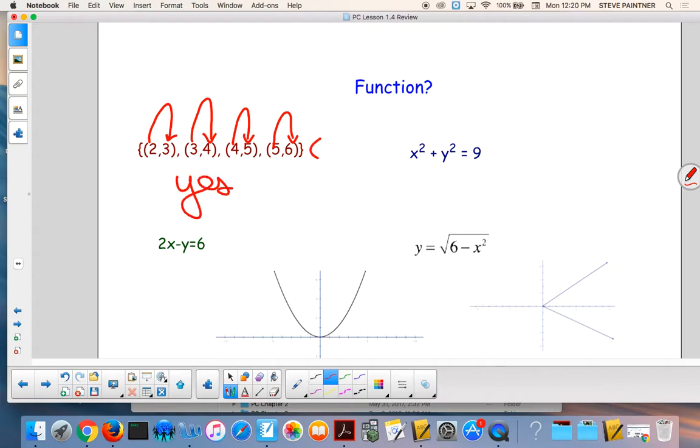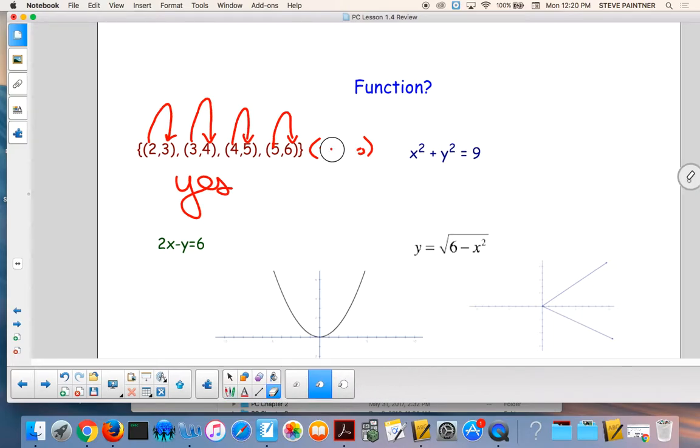But what if I would have thrown a 4, -10 at you? You'd say no because 4 can't get 2 answers. 4 is getting 5, and 4 is getting -10. It doesn't work. That's when you'd say no on the test or quiz. Okay? All right. But ignore that, please.